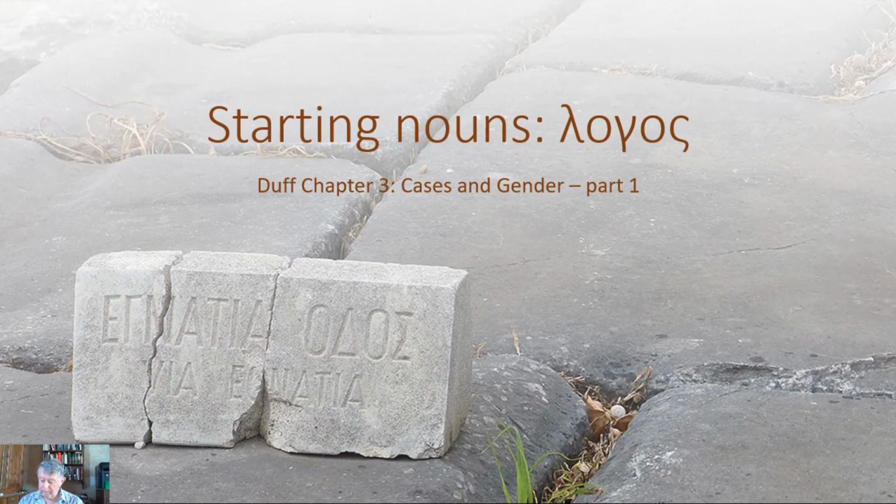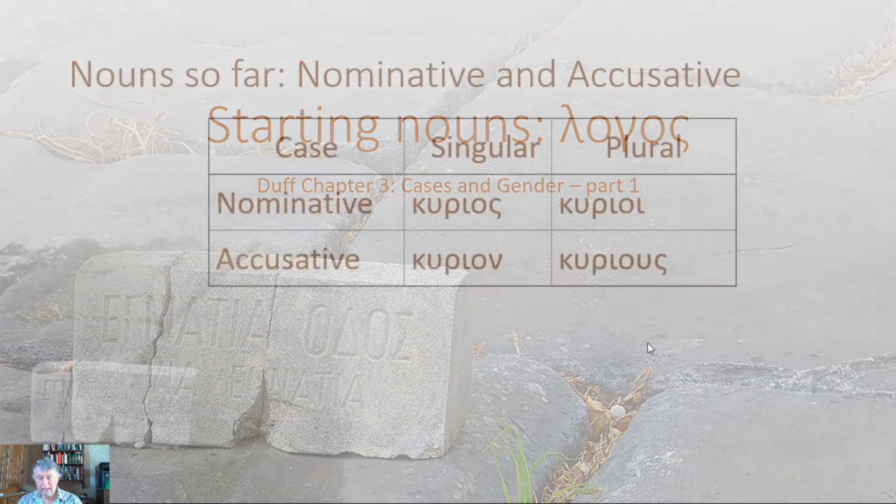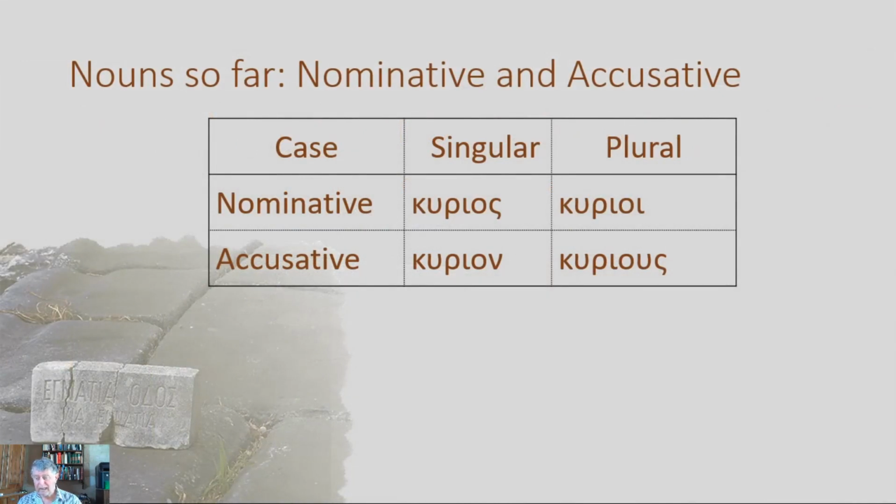You may remember that in the last video, we looked at the nominative and the accusative. We looked at a very simple English sentence, the subject and the object of the sentence, and we saw how that translated into these Greek ideas of cases. The nominative case, which is basically the subject, and the accusative case, which is basically the object.